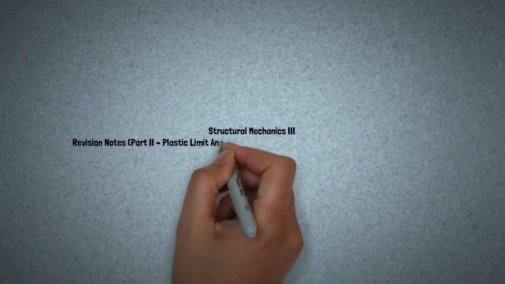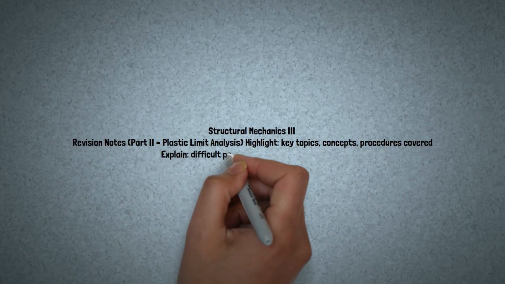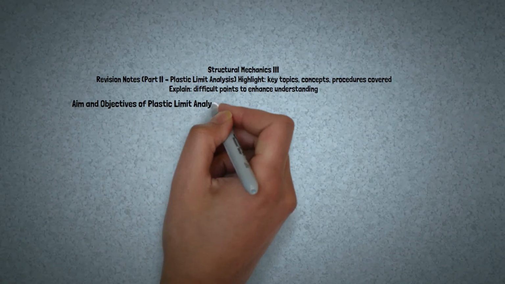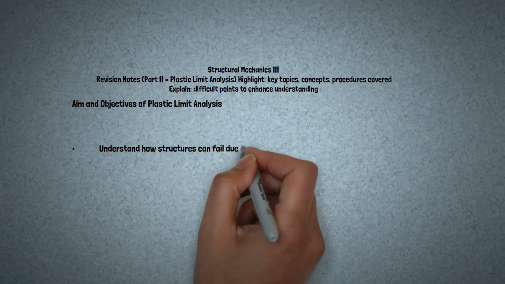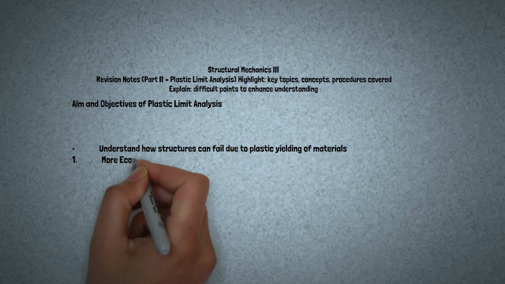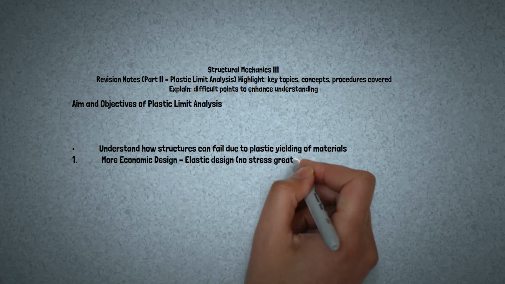Structural Mechanics 3, Revision Notes, Part 2, Plastic Limit Analysis. Aim and Objectives of Plastic Limit Analysis. Understand how structures can fail due to plastic yielding of materials.